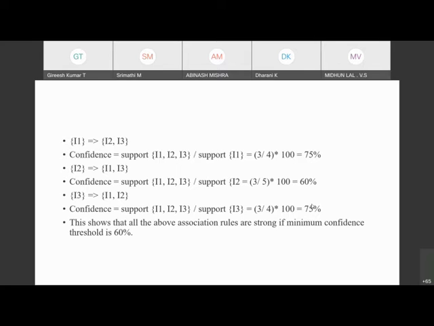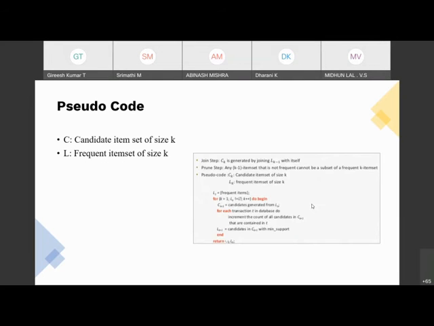You are going to reduce the number of rules, and you can extract the information very easily using association rule mining or the Apriori algorithm. So this is the basic concept behind Apriori or association rule mining. Here I can tell you that C is the candidate item set of size K, L is the frequent item set of size K, and the join step K is effectively a two-step process.